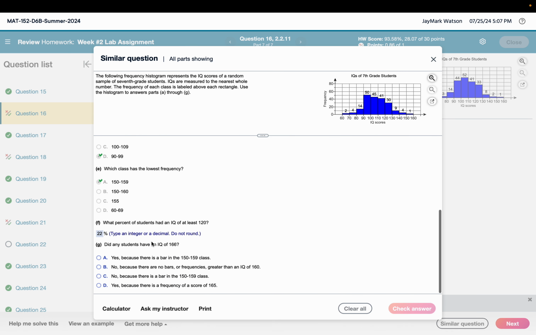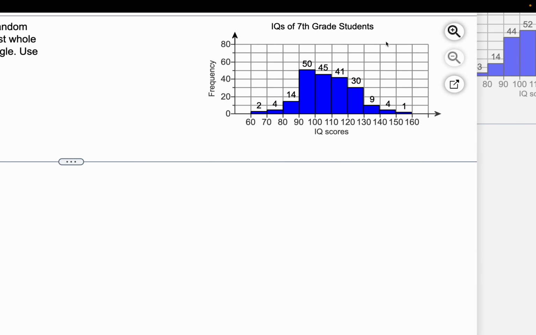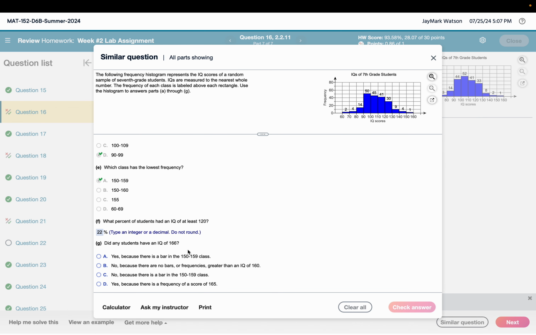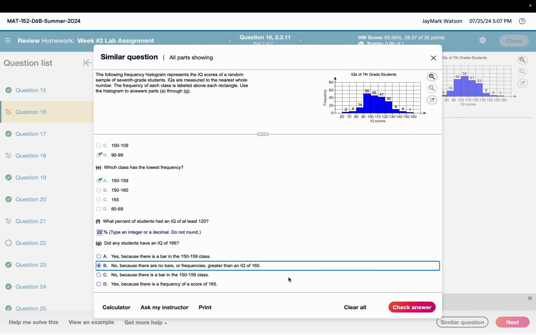And do any students have at least an IQ of 166? So, from the student sample, nothing goes above 160, so no. And it's not that one because there is a bar. That doesn't contradict that, but it ends after that. So, that's the correct one. They got the no correct, but the rest of it doesn't make sense. All right, yep.